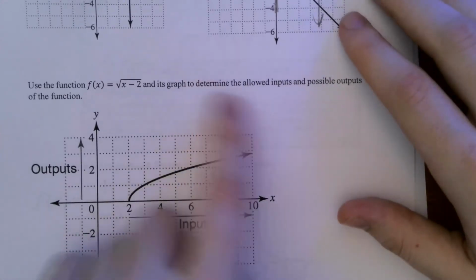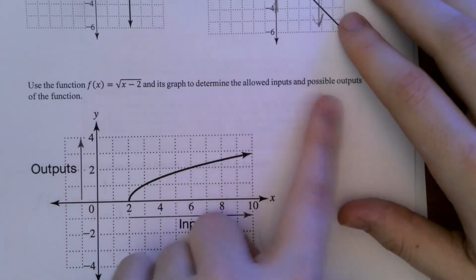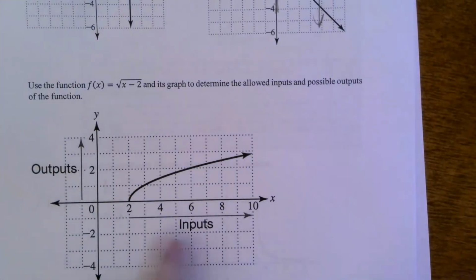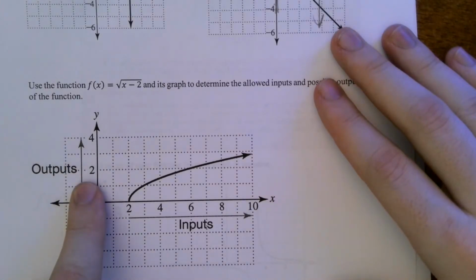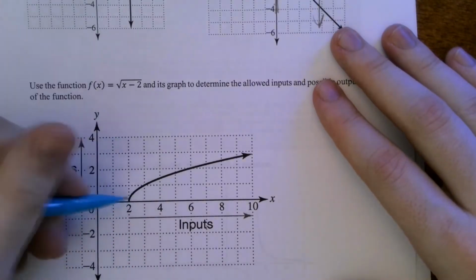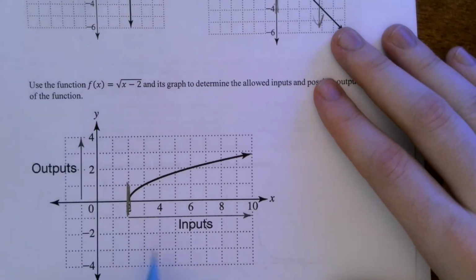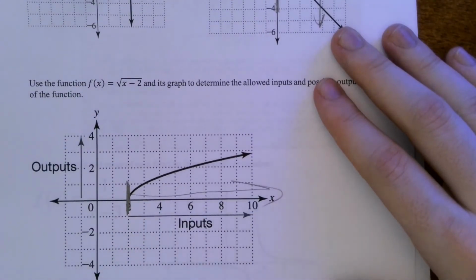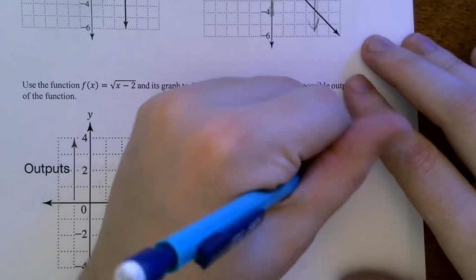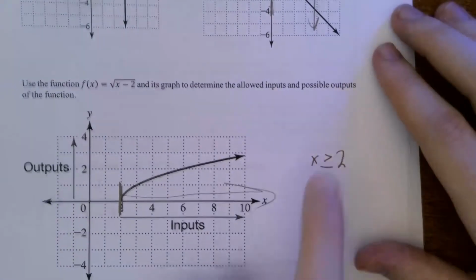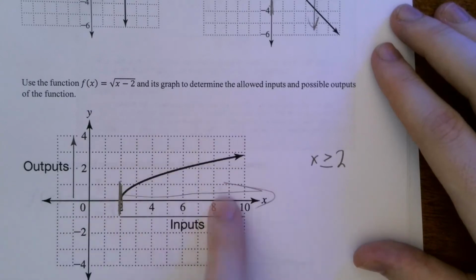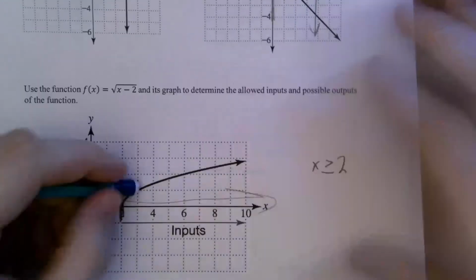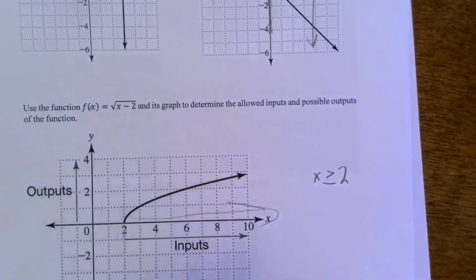And I want to know what are the allowed inputs and the possible outputs of the function. So what values can I put in for x that will give me a value for y? Well, if I look at it, it looks like these values start appearing at 2, and then they go on to infinity, right? They go on out and out and out. So my inputs here should be x needs to be greater than or equal to 2. Okay? So x needs to be greater than or equal to 2, and I'll get some output for y. Okay? All right. So that's my inputs.